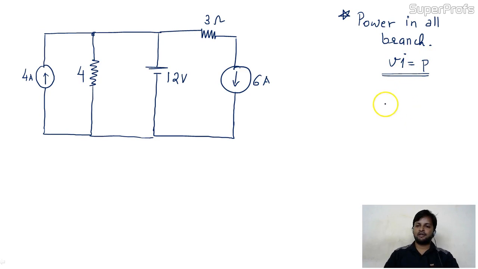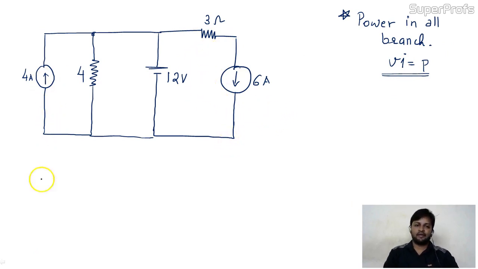So 4 ampere is given. If you are able to find the voltage across the 4 ampere source, you can find the power over here. If you can find the current in this 4 ohm resistance, you can easily find the power drop. If you are able to find the current in this 12 volt battery, you can again find the power, and here also we can find the power.